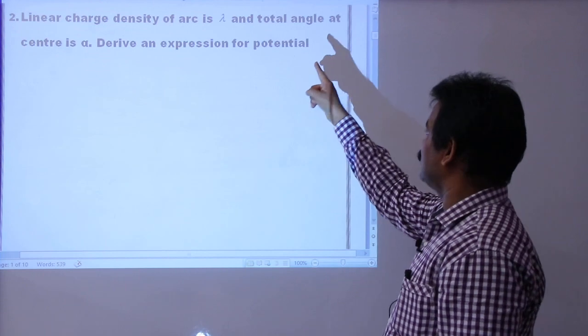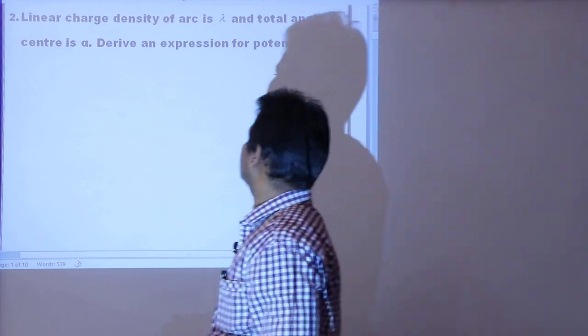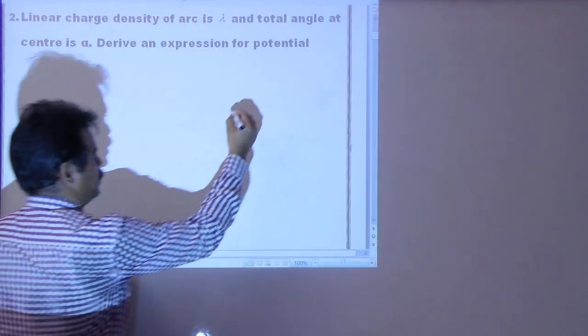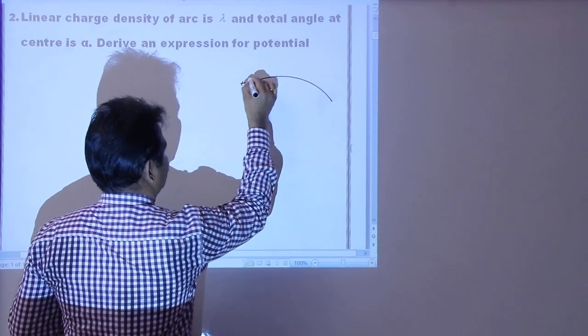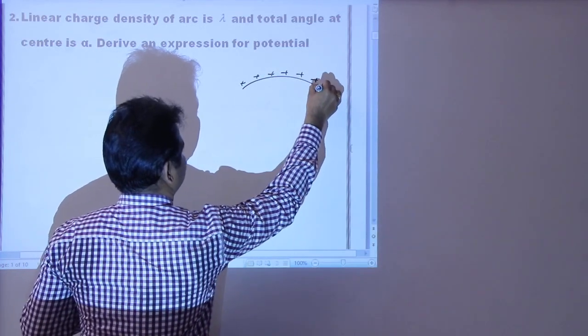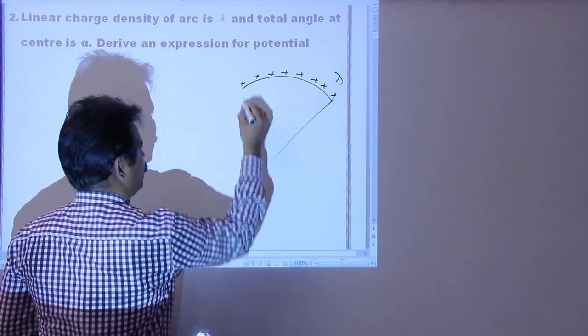Linear charge density of arc is lambda, and the total angle at the center is alpha. Find the direction for the potential. So here this is an arc with the charge, linear charge density lambda.